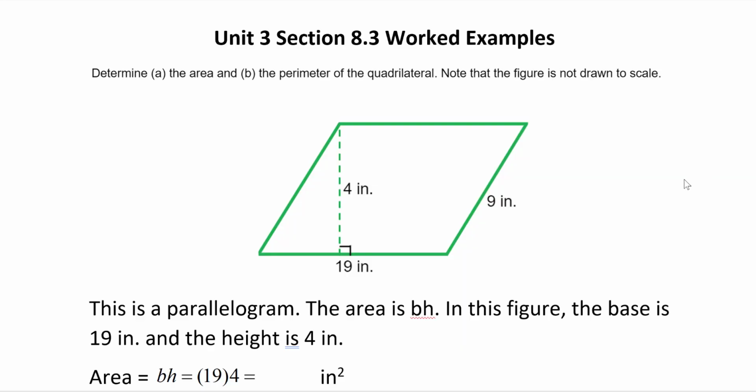Unit 3, Section 8.3 Worked Examples. Determine the area and perimeter of the quadrilateral. Note that the figure is not drawn to scale.